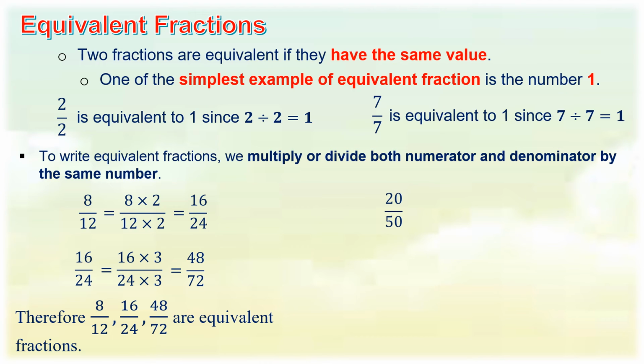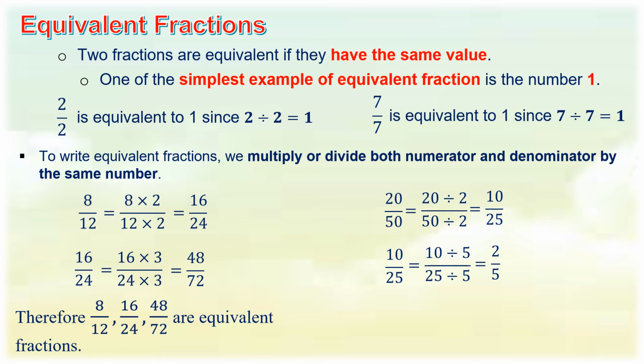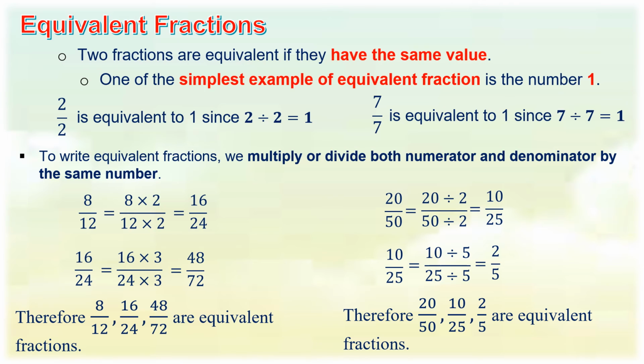Now let us have another one, 20 over 50. So in here, we decided to divide both the numerator and the denominator by 2. So the result would be 10 over 25. And then 10 over 25, we are going further to divide it by 5. So the result would be 2 over 5. So therefore, we can conclude that 20 over 50, 10 over 25, and 2/5 are equivalent fractions.